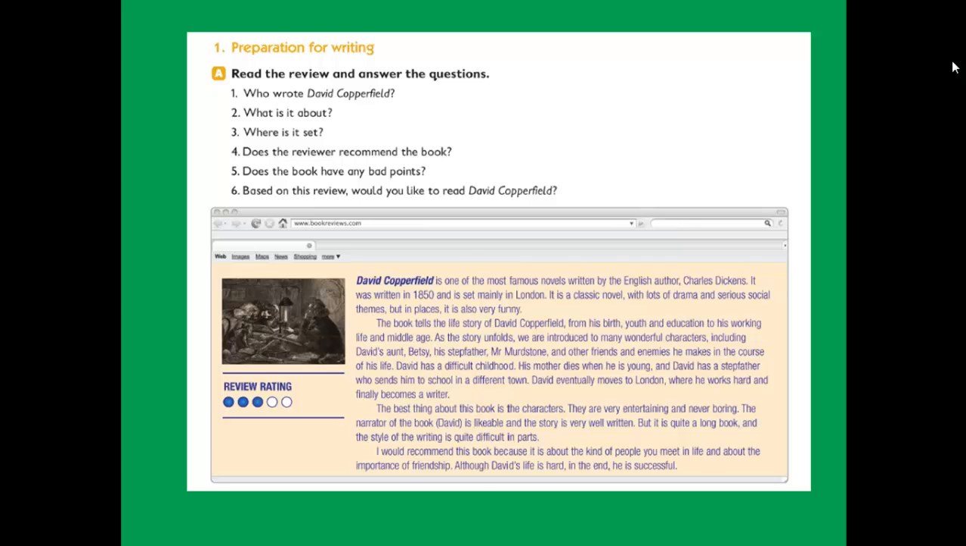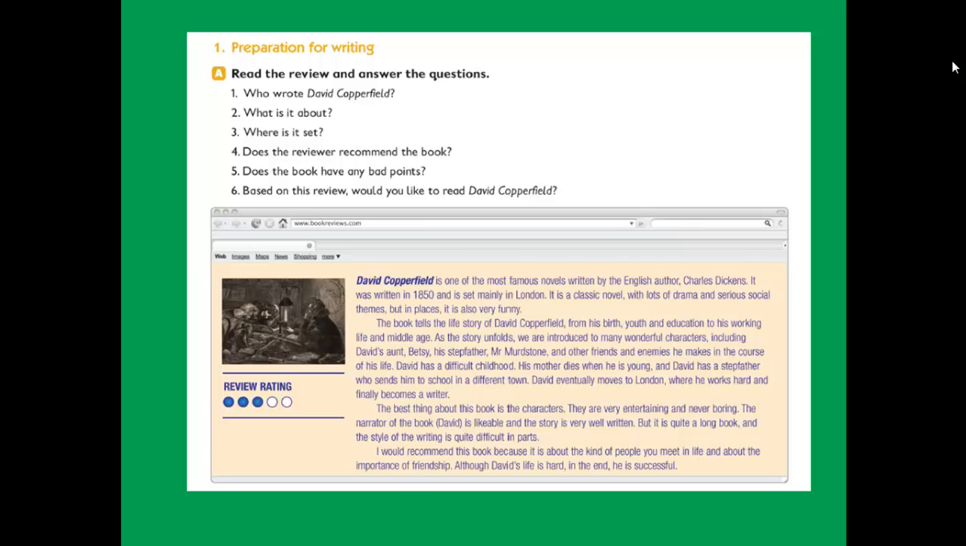I would recommend this book because it's about the kind of people you meet in life and about the importance of friendship. Although David's life is hard, in the end he is successful.